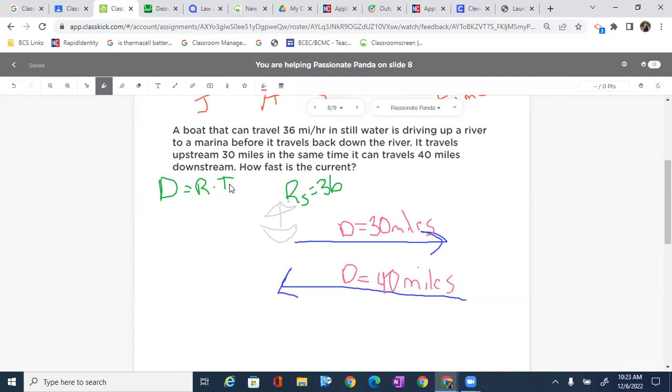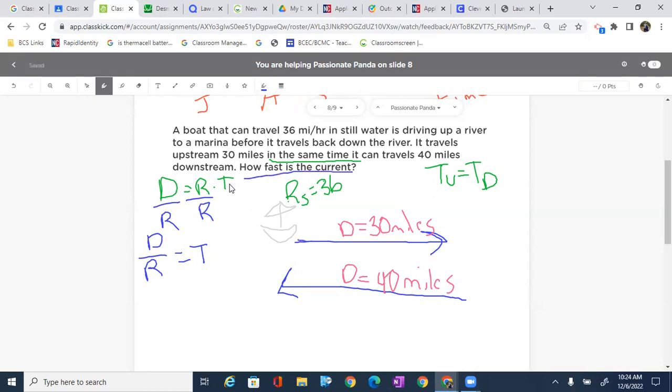But notice it gives us a hint about how to do this problem. It says in the same time. What that means is the time upstream is going to be the same as the time downstream. Well, how do we find time? If we want to find time, we just divide by the rate. So time equals distance over rate. We know the distances. Now we've got to figure out what the rate is. It says, how fast is the current? That's going to be our question.